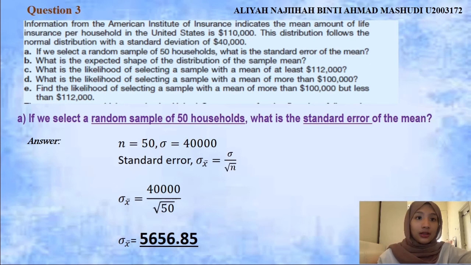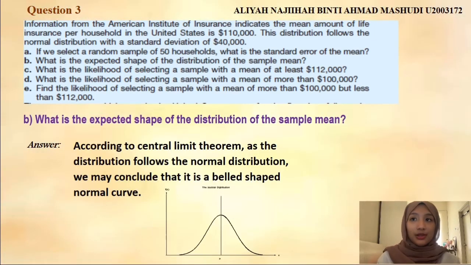So the n is 50 and the standard deviation is 40,000. By using the standard error formula, which is sigma over square root n, we calculate using a calculator and then we get the answer, which is 5,656.85. 3b. What is the expected shape of the distribution of the sample mean?